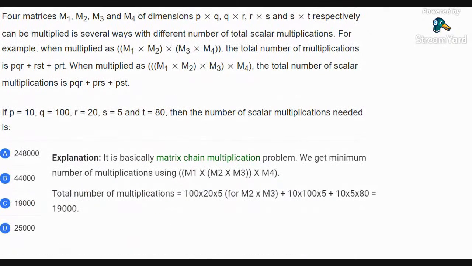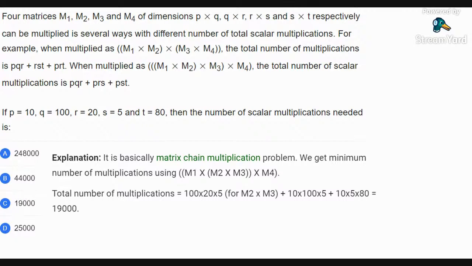And the total number of scalar multiplications needed is... so what we want is to apply the matrix multiplication algorithm for this problem. Okay, so the explanation is this. If we apply matrix multiplication phase-wise, like in the first phase, how many sub-problems are there?